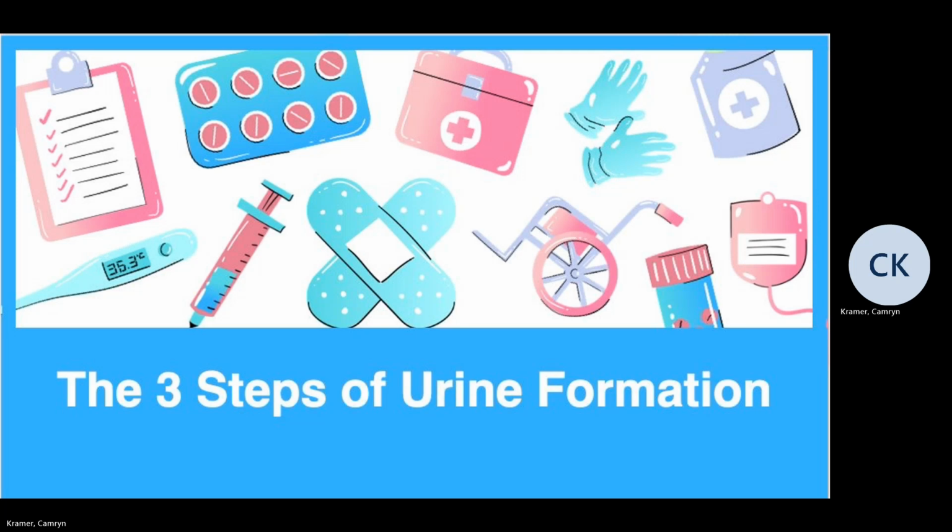Today we're diving into how our body forms urine. This three-step process not only gets rid of waste, but also plays a huge role in balancing water and electrolytes in our body. Let's break it down step by step.